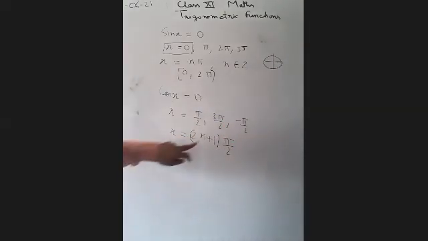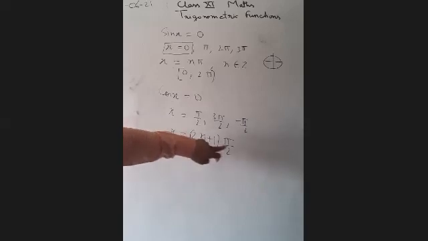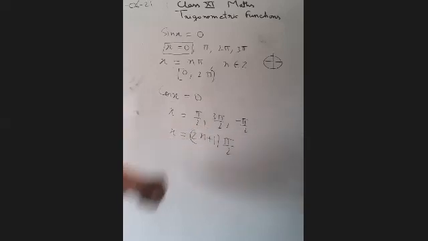If you put n is equal to 1, you will get 3 pi by 2. If you put n is equal to 0, you will get pi by 2. If you put n is equal to minus 1, you will get minus pi by 2. If you put different values of n, you will get so many answers. Okay, sin x or cos x.